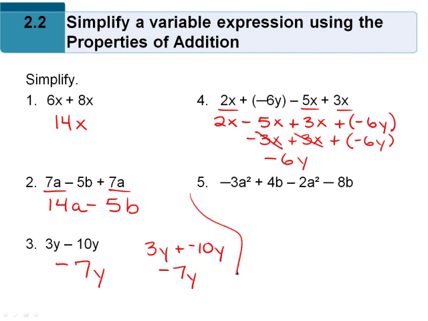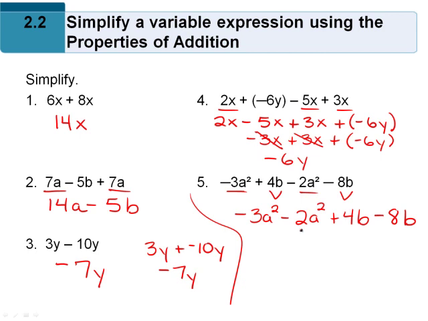Number 5. Let's draw a line here so we can see what we're doing. We have negative 3a squared plus 4b minus 2a squared minus 8b. So we've got some a squared terms, and we have some b's here that are the same. So look at your signs. Negative 3a squared, negative 2a squared. I'm just writing them so that they're side by side. And that is a positive 4b. Make sure you bring that sign down. And a negative 8b. Okay?